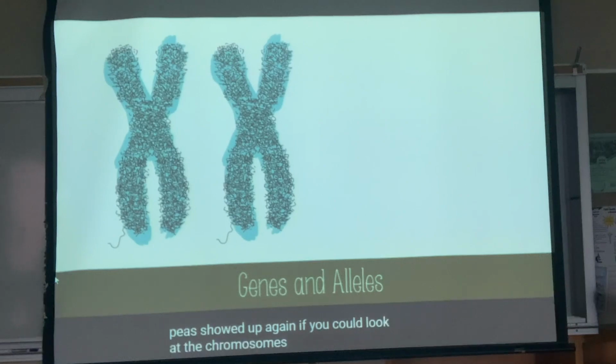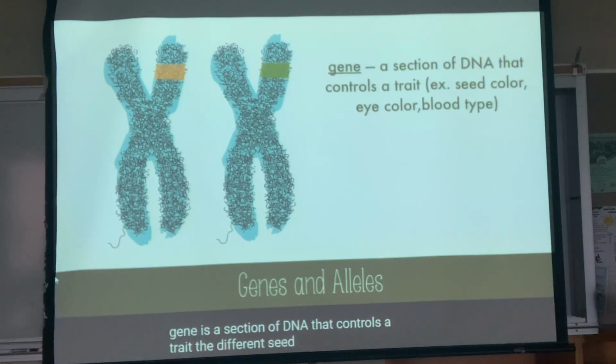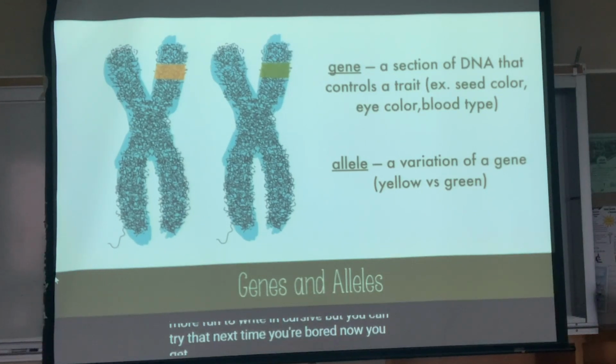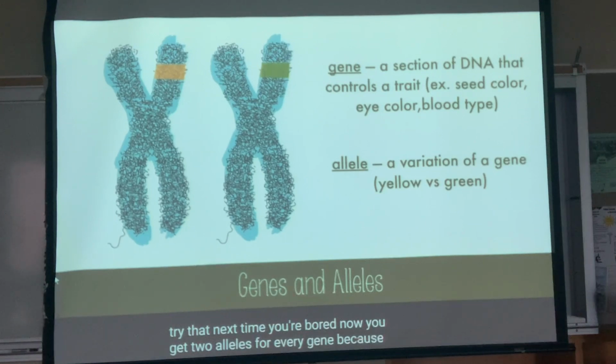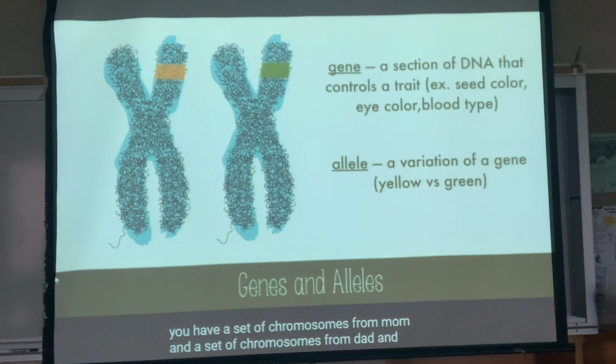If you could look at the chromosomes in the pea plants, you would find the gene for seed color. A gene is a section of DNA that controls a trait. The different seed colors have different alleles, which are variations of a gene, like green or yellow. Allele is a fun word to say, and it's actually even more fun to write in cursive, but you can try that next time you're bored. Now you get 2 alleles for every gene, because you have a set of chromosomes from mom and a set of chromosomes from dad, and the same is true for plants.